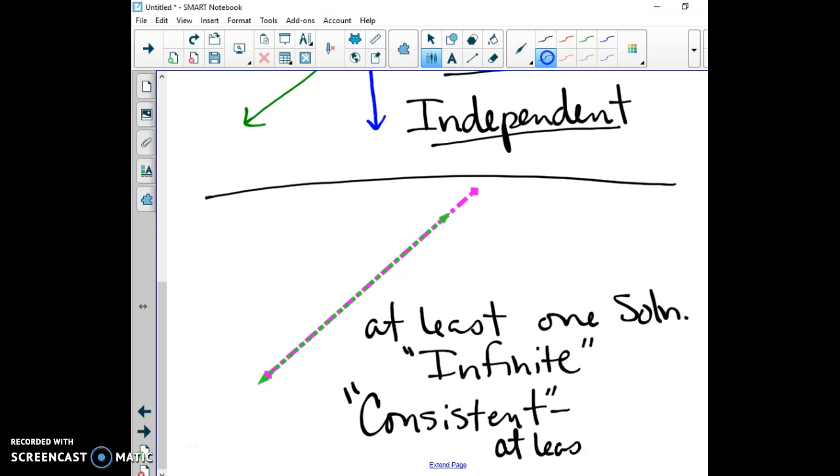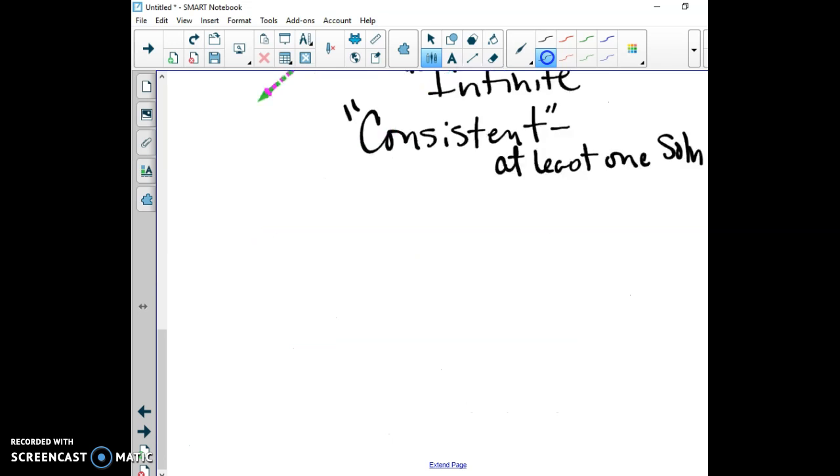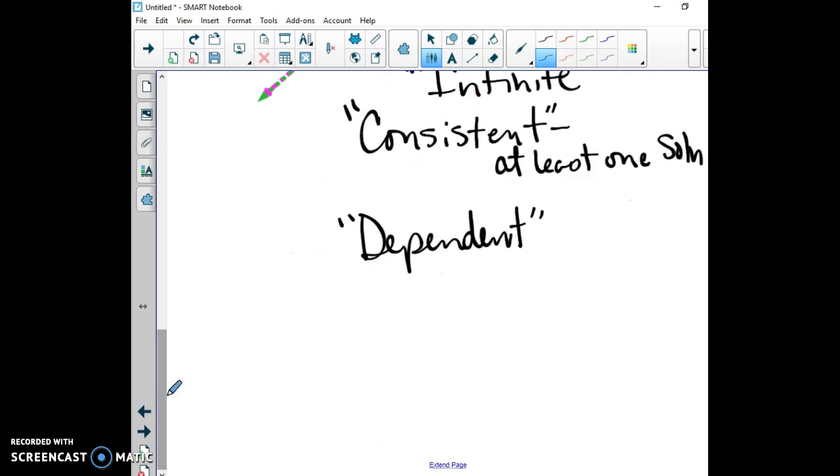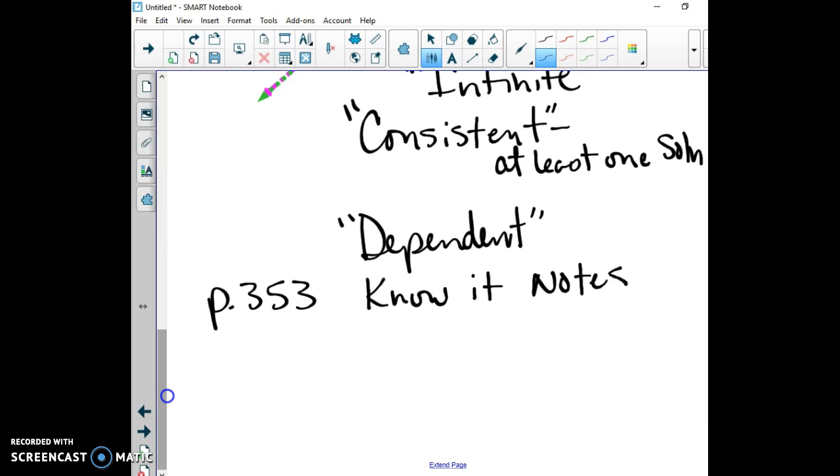At least one solution. And we also call this dependent. This is a dependent system. The green line on top of the pink line. Now this is paraphrased nicely at the bottom of page 353. It's called Know It Notes. Those are worth your time. You should get those in your notebook.